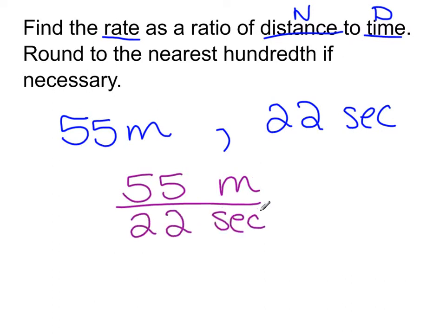Now, meters over seconds, we can't do anything about. They're not going to cancel out, so they're there to stay. So kind of just keep them off to the side. Now let's look at 55 over 22. It's actually a little bit easier for us to simplify this fraction before we do anything else.